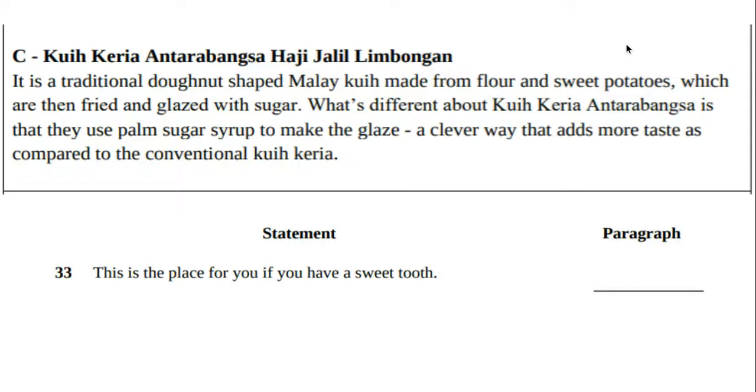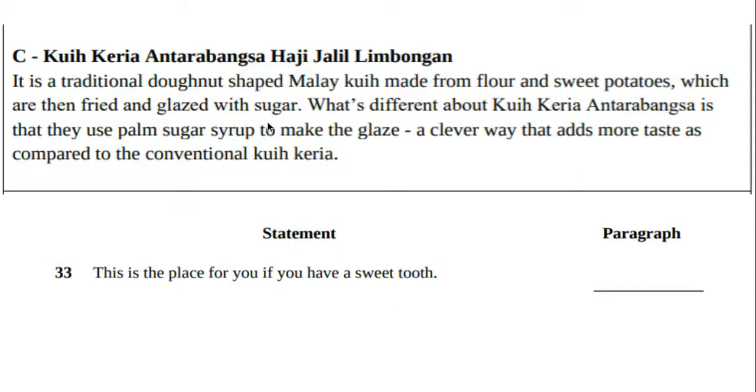If you take a look at the paragraph just now, you'll find a lot of sugar words there. For example, sweet potatoes for the first example, and then fried and glazed with sugar. Glaze means macam goreng, panaskan macam tu lah. Tu lah glaze. Maksudnya panaskan dengan gula macam tu lah. Alright.